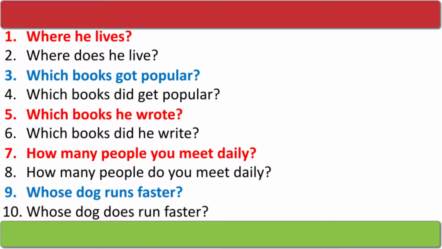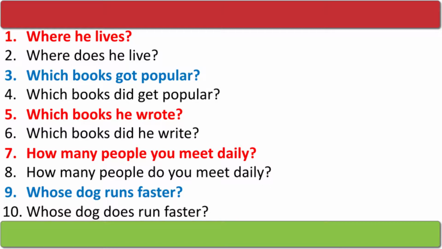But in the sentence number 3, which books got popular? What is the subject? What is the subject phrase in this sentence? Which books got popular? The subject phrase is which books. Because which WH phrase is itself subject, we can skip the auxiliary. It is not wrong to say which books got popular. In the sentence number 5, which books he wrote?